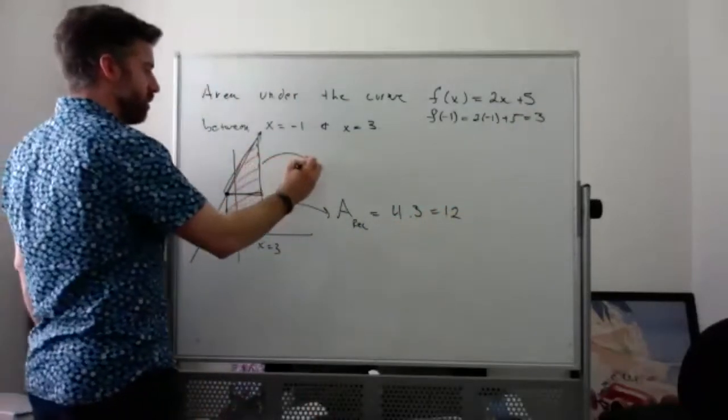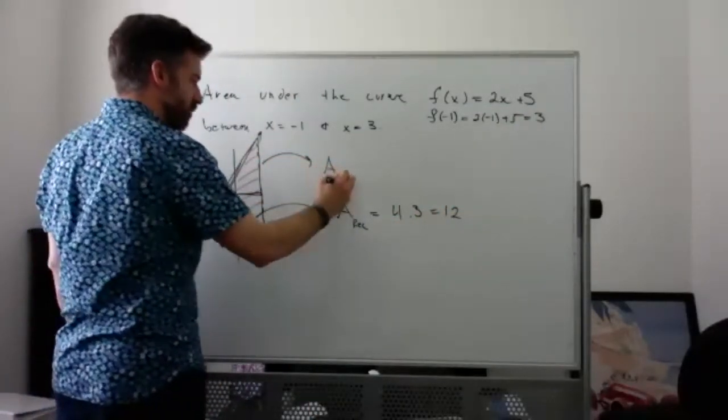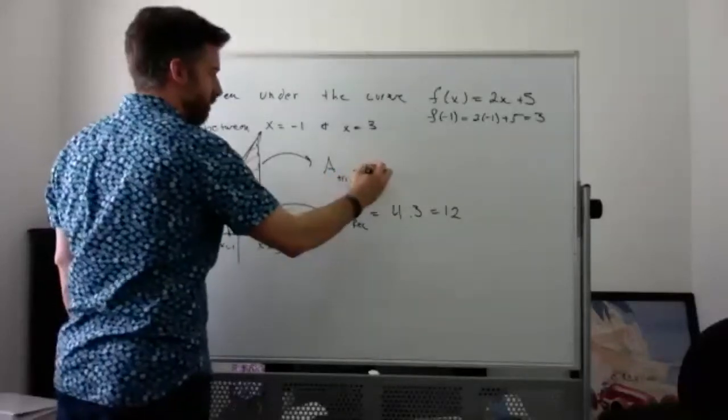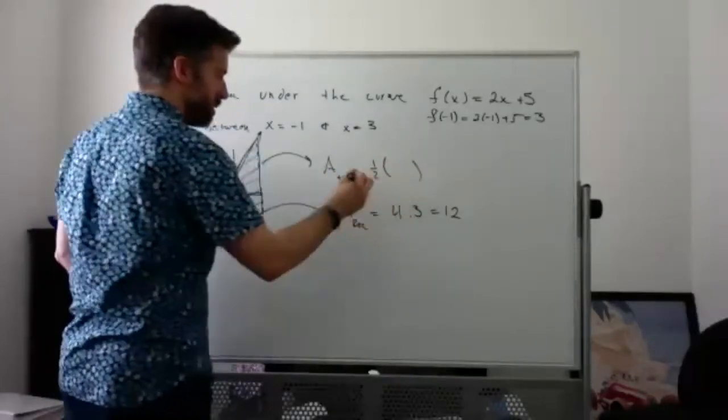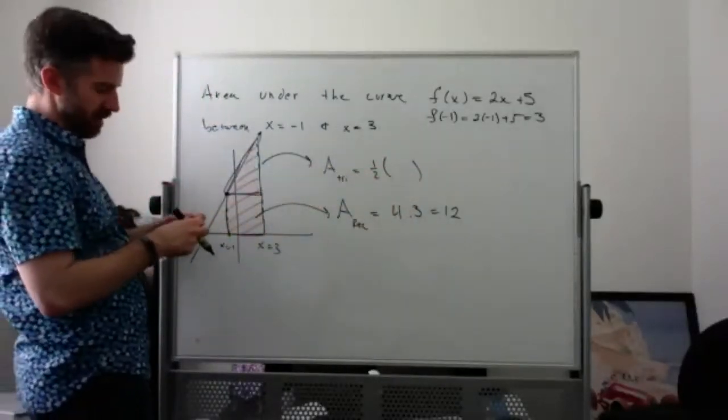And for the triangle, we know the area of the triangle is 1/2 base times height. The base, I feel like I count my hand. Sorry, one sec. It's killing me.